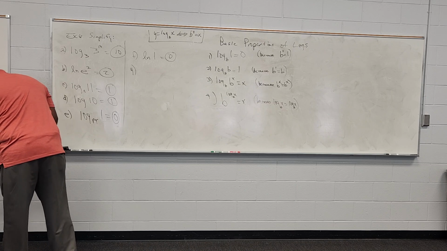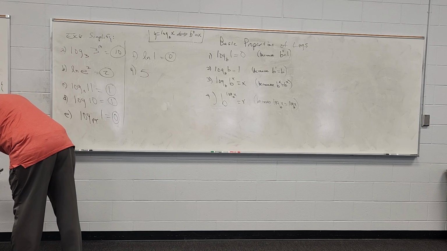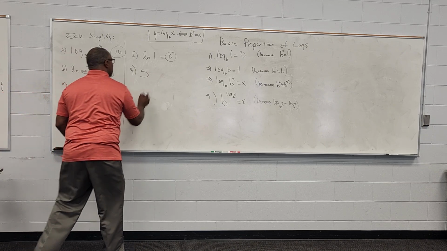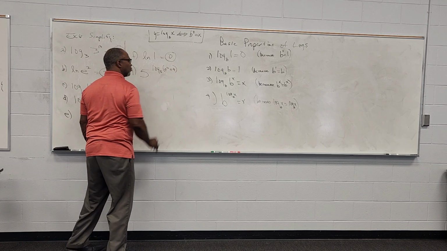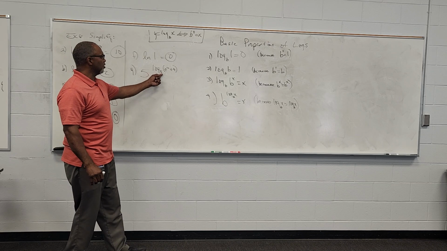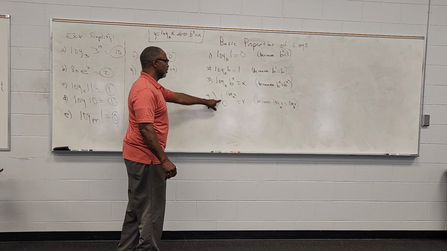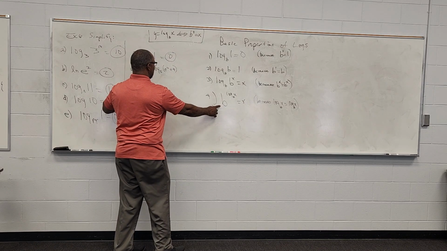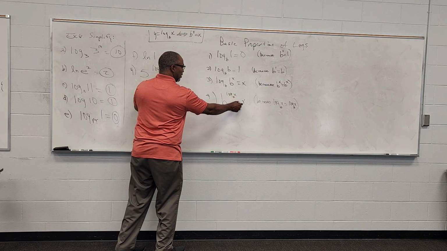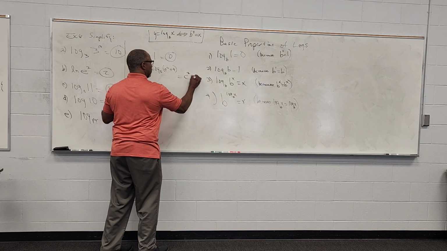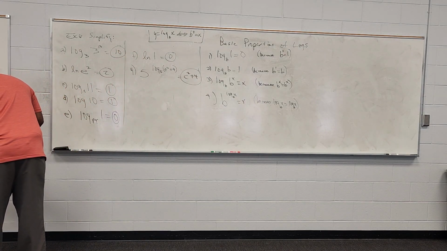G says 5 to the power log base 5 of c squared plus 4. Well, my base, in this case b, is 5. So b raised to the log base b of something is that thing. So I get c squared plus 4.